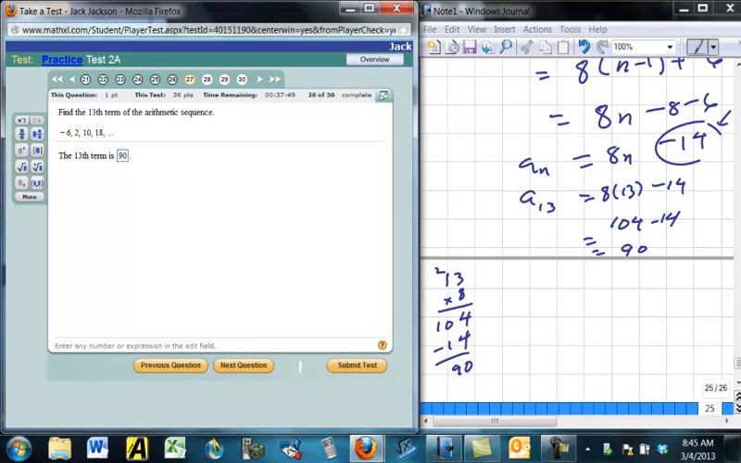What's another way we could do it? Well, we could actually go ahead and just work out all 13 terms one at a time, making sure that we're adding 8 each time.